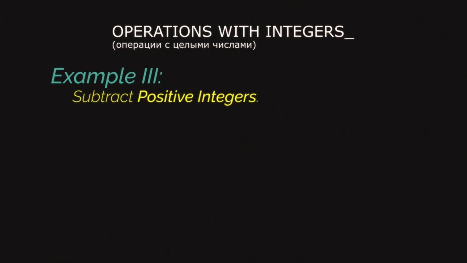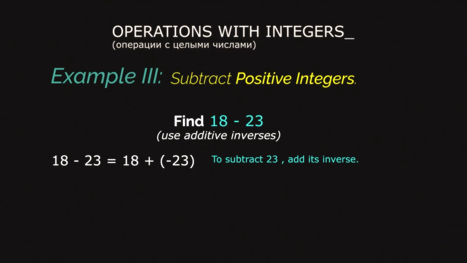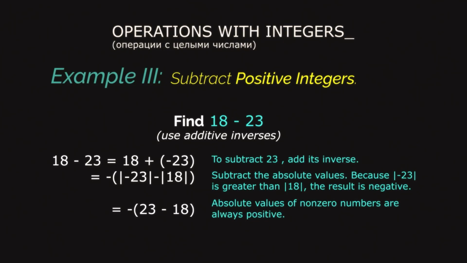Example 3. Subtract positive integers. Вычитание положительных целых чисел. Или нахождение разницы между положительными целыми числами. Find 18 minus 23. Or find the difference between 18 and 23. To subtract 23, add its inverse. Subtract the absolute values because the absolute value of a -23 is greater than the absolute value of +18. The result is negative. Absolute values of non-zero numbers are always positive.